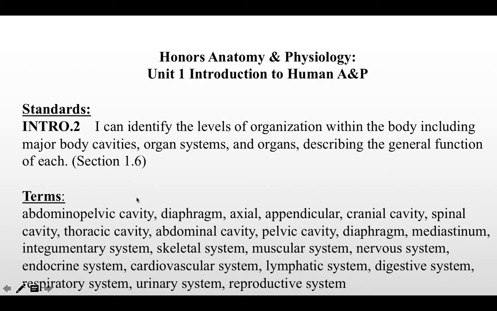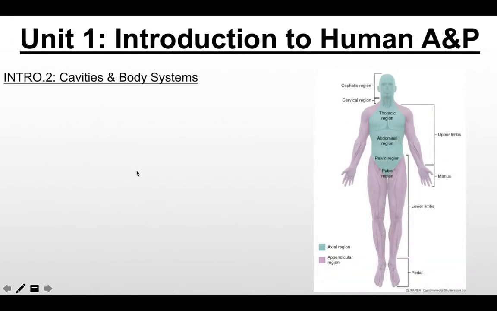So here's that title page again. For Intro 2, it says I can identify the levels of organization within the body, including major body cavities, organ systems, and organs, describing the general function of each. This covers section 1.6 in your textbook. Okay, so you should already have this big title down. I would go right into Intro to Cavities and Body Systems.